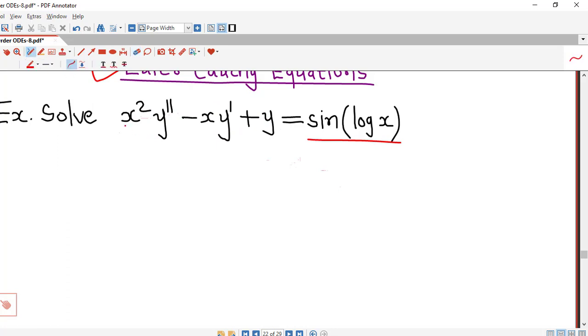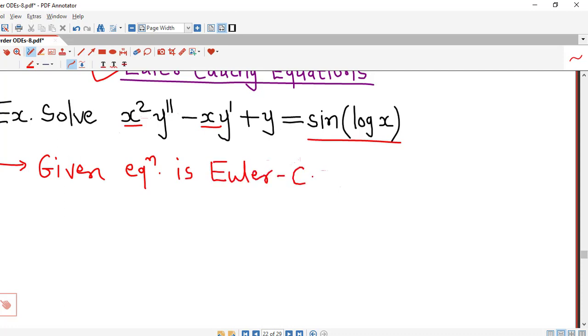We can see here all the coefficients are not constant, but because this is an Euler-Cauchy equation we can convert it into a differential equation with constant coefficients by changing the independent variable x. So first we write that the given equation is an Euler-Cauchy equation, and we can give this number 1. So we will remember this substitution.